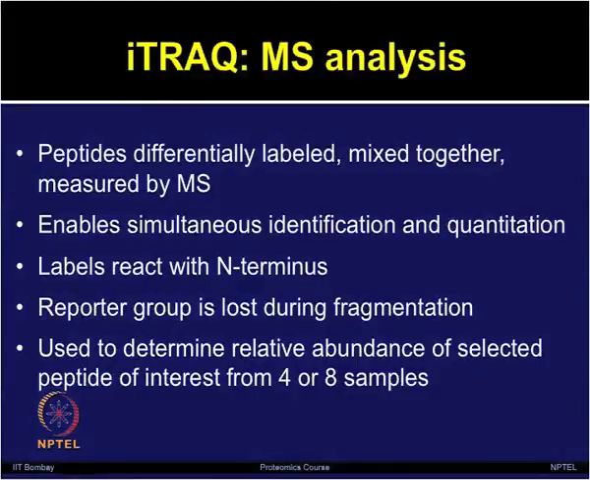The labels react with the N terminus and the reporter group is lost during fragmentation. So, this method can be used to determine the relative abundance of selected peptides of interest from 4 or 8 samples. Therefore, high multiplexing can be obtained by using the iTRAQ method.